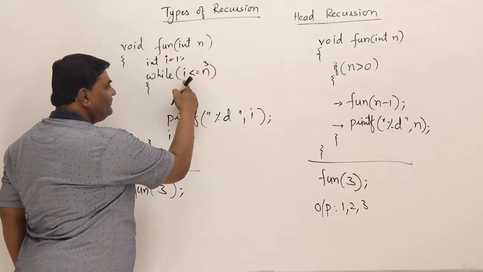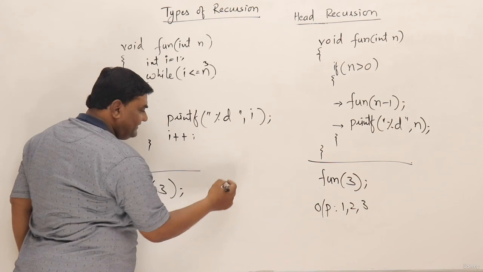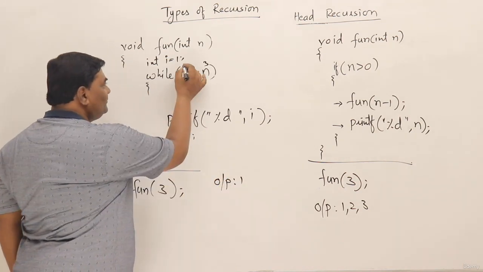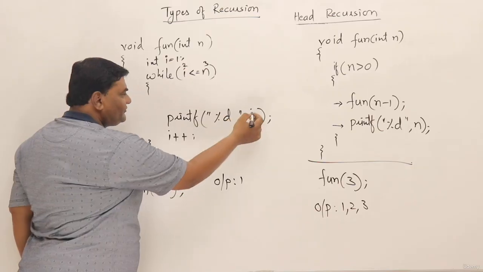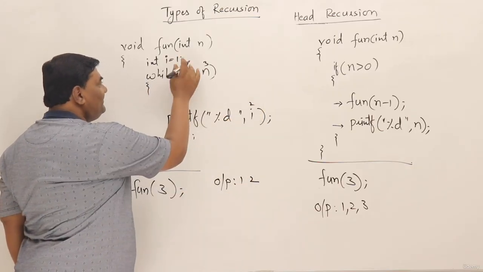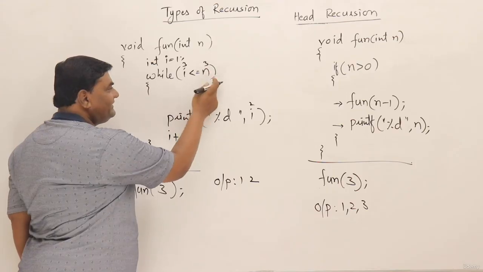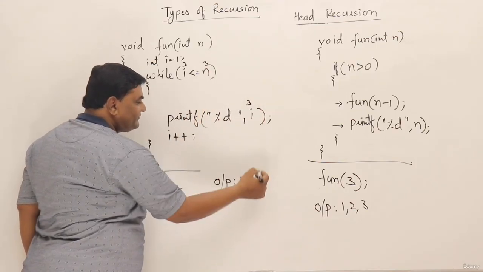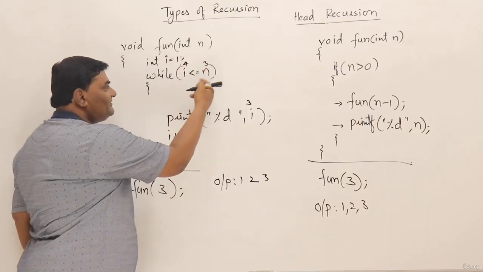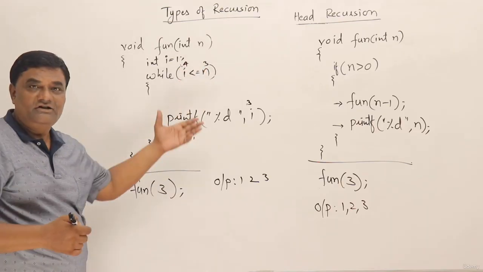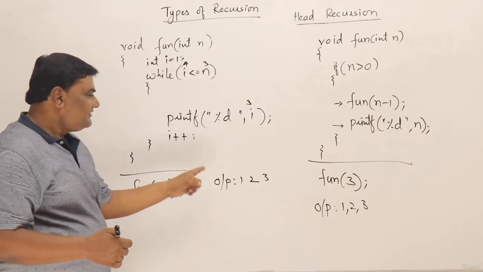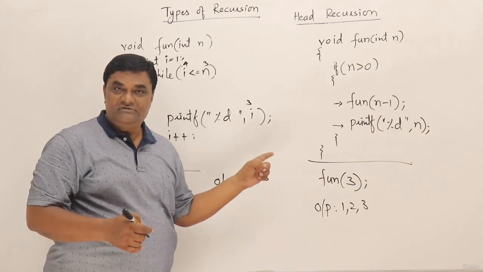So i is 1, 1 is less than 3, so it will print i, that is 1. So output is 1. Then i becomes 2, 2 is less than 3, so it will print 2. Then i plus plus, i becomes 3, 3 is less than or equal to 3, so it will print 3. Then i plus plus, i becomes 4, 4 is not less than or equal to 3, so it will not enter, it will finish the loop and come out. So the output is 1, 2, 3.